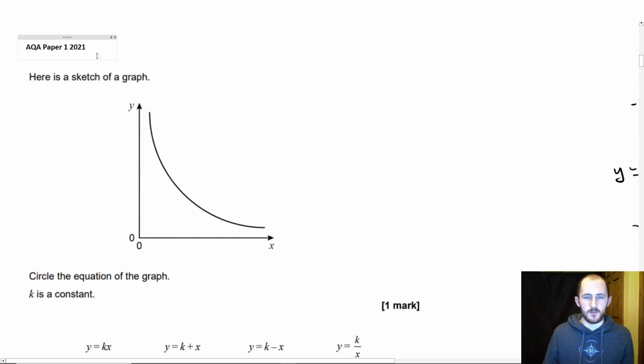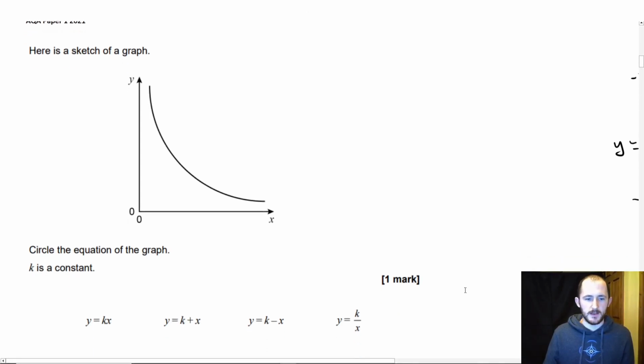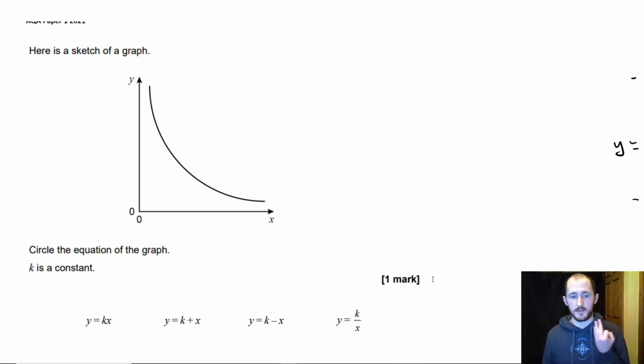And again, I've got the references for them. I've got a few different specs. But again, remember all three specs are the same. So remember, like OCR, Edexcel, and AQA, they all follow the exact same spec. Okay? So it's good practice to jump between the specs to test yourself as best as possible.